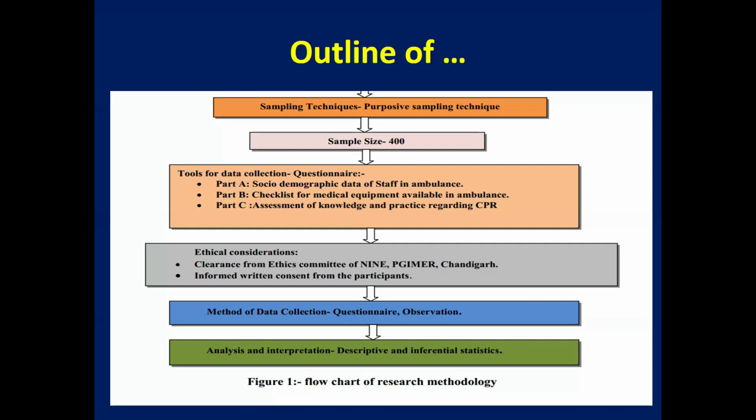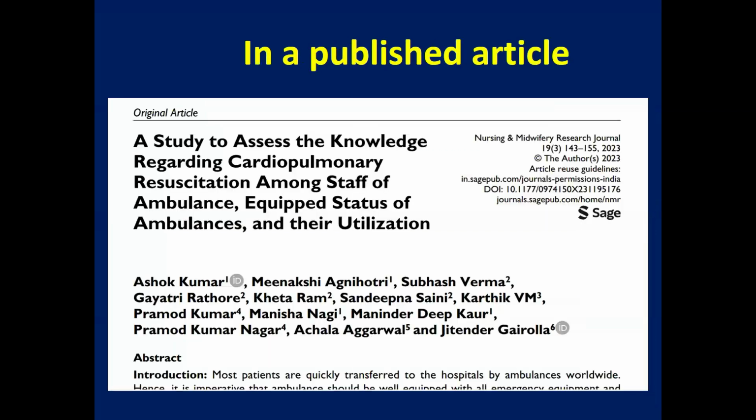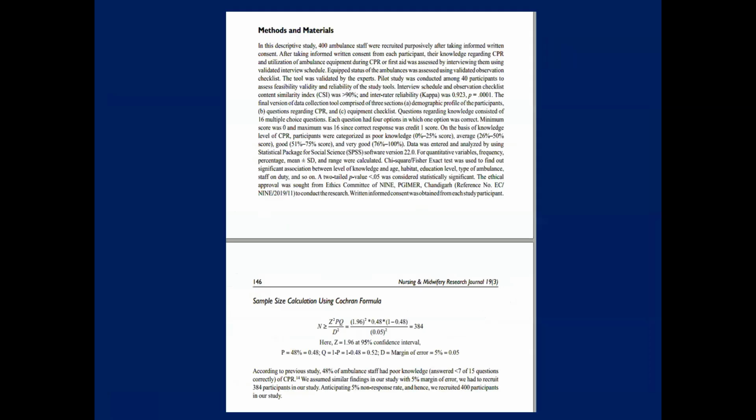For publication, for generalizability or communication, we have to publish the article, and we published this article in the Nursing and Midwifery Research Journal. The title is: A study to assess the knowledge regarding CPR among staff of ambulance, equipped status of ambulance, and their utilization. In this published article, this is the methods and material section.